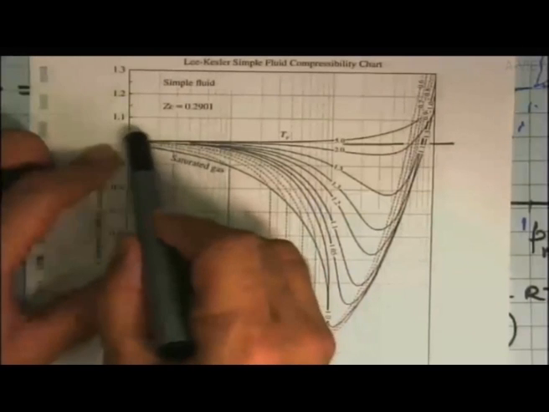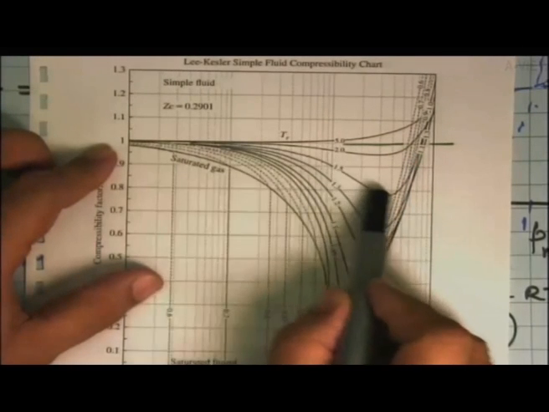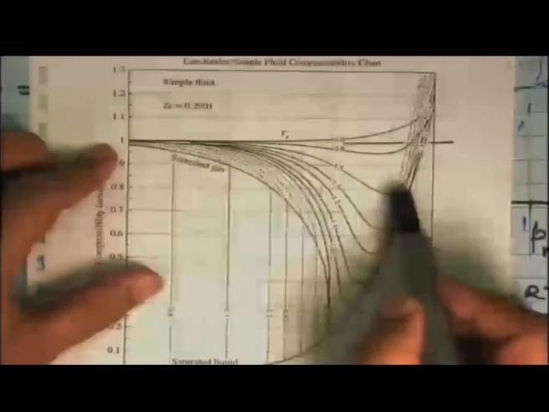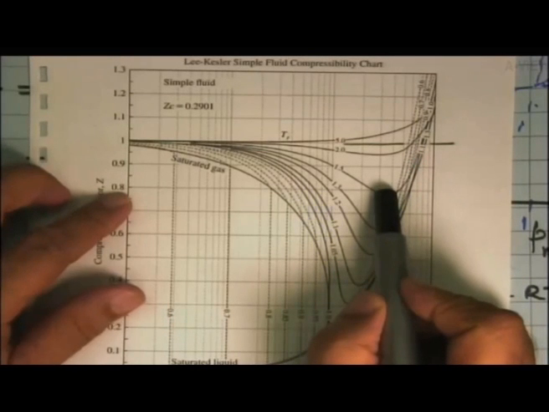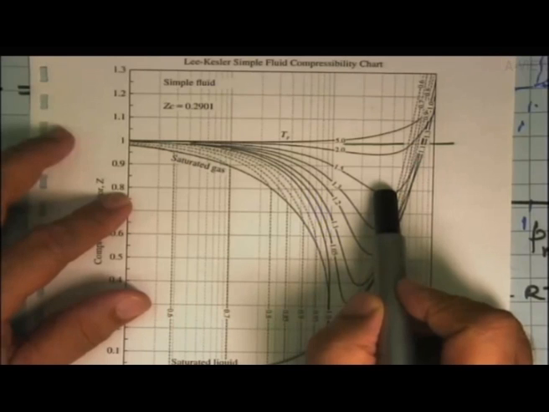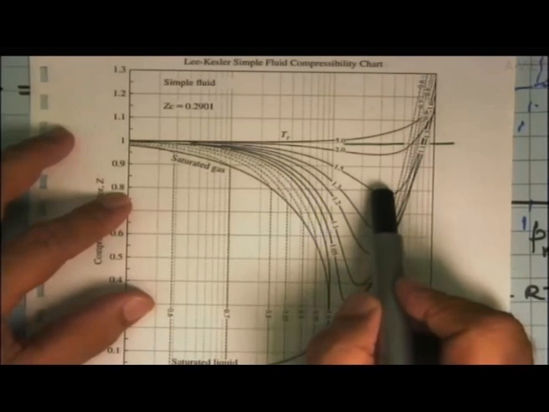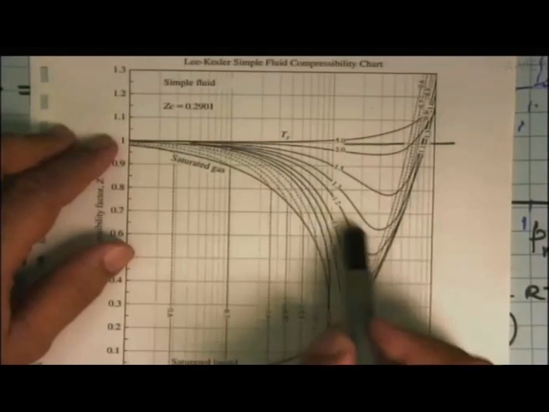At reduced temperature 1.5, again all the curves start here, but at 1.5 it goes down there and then again rises up there. So now the deviation, if you see here, this is about 0.8, Z is 0.8. So you are 20% off from what the ideal gas equation tells us, and for most calculations that is not acceptable. We want to be within maybe 1%, 2% of the true value. We can never be exact. That's the real world.